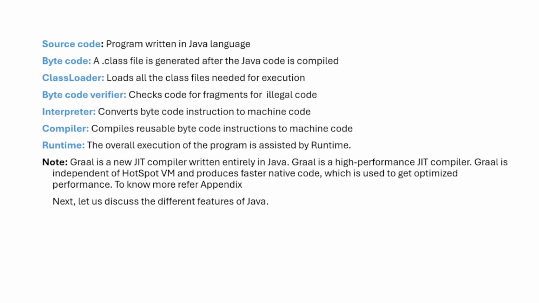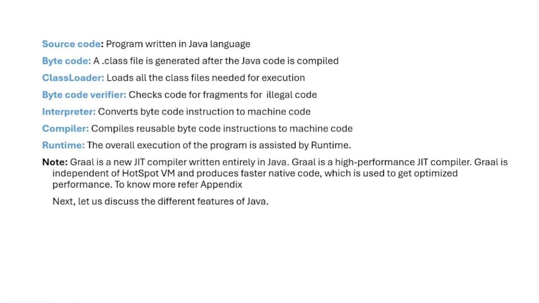Okay, so whatever we have explained in the flow diagram is written over here. A program written in the Java language is the source code. A .class file is generated after the Java code is compiled, that is the bytecode. The class loader loads all the class files needed for the execution. The bytecode verifier verifies whether the code is illegal code. The interpreter basically converts the code to instructions for the machine code. The JIT compiler compiles the usable bytecode instructions to machine code, and at runtime the overall execution takes place. So this is basically the entire flow of how our Java architecture works.